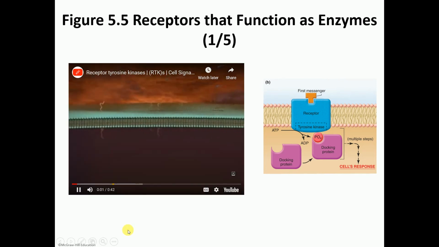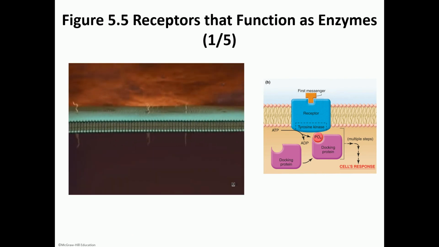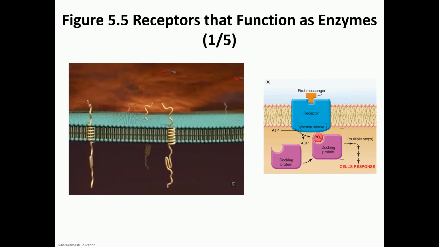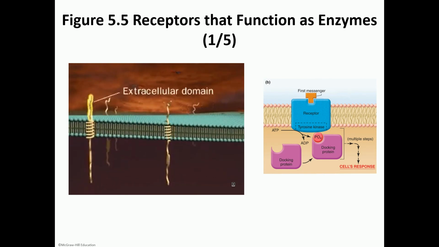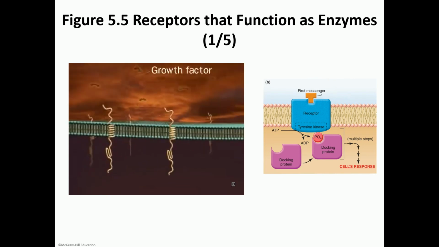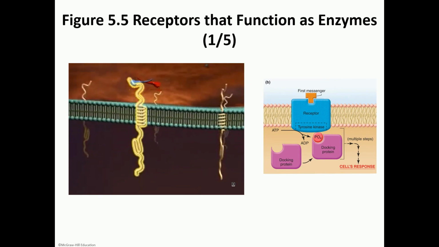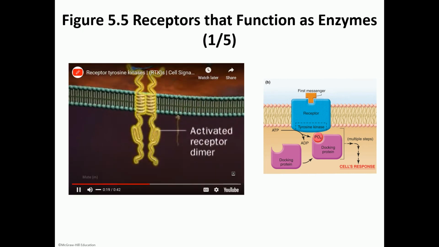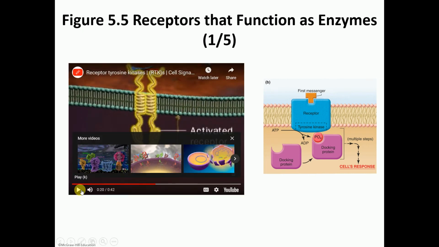Receptor tyrosine kinases exist as monomers free-floating in the cell membrane. Each receptor has an extracellular domain and an intracellular domain. When growth factor is present, it binds and induces dimerization of receptor monomers, resulting in receptor activation. The dimerization is the change in the tertiary structure of that receptor.